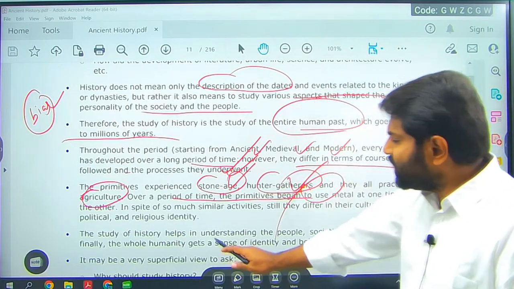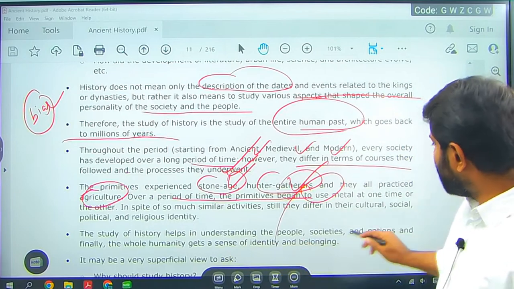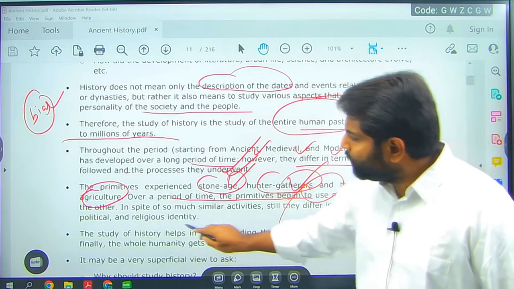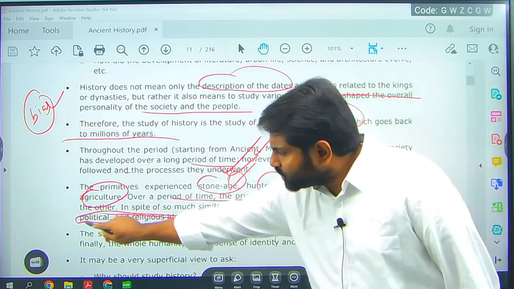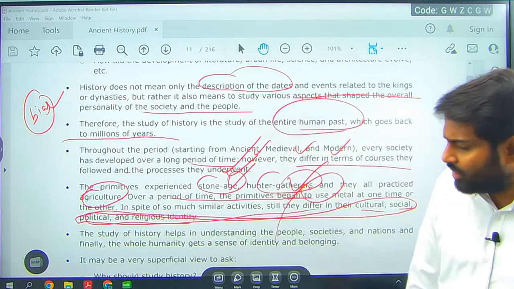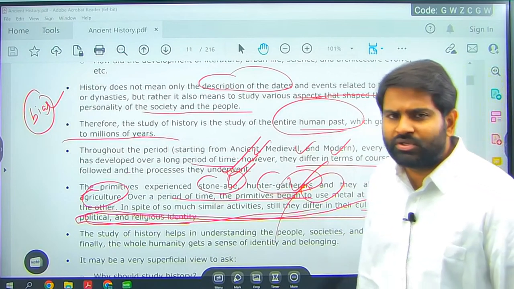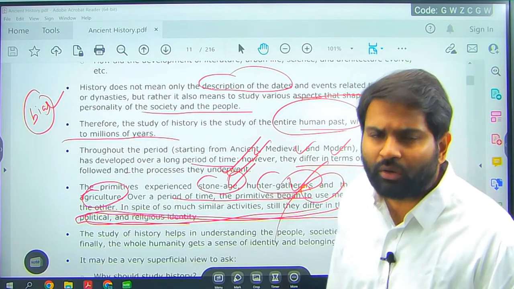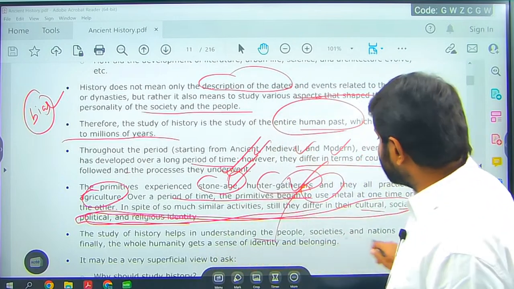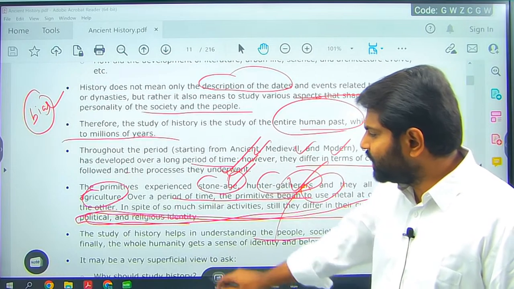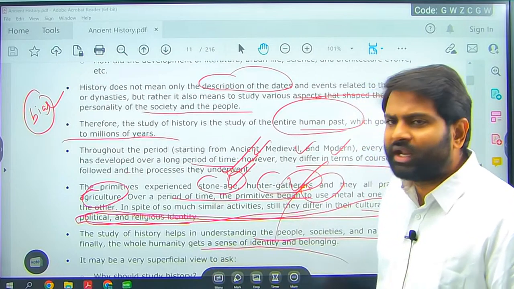Next. The study of history helps, as I said, with cultural, social, political and religious identity. This is where our focus is. Our major focus should be on these things, right? How the political administration was, how the resources were managed, how the culture is, how the religion is. These are the things we need to remember. The study of history helps in understanding people, societies and nations, and finally the whole of humanity gets a sense of identity and belonging.